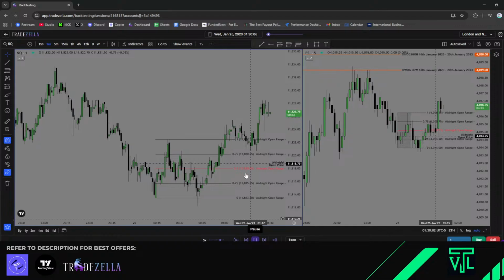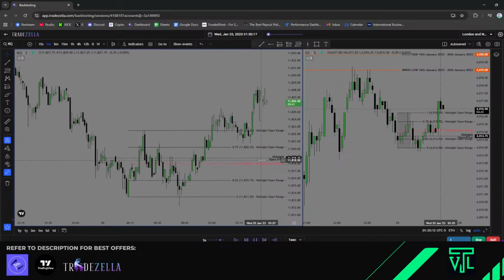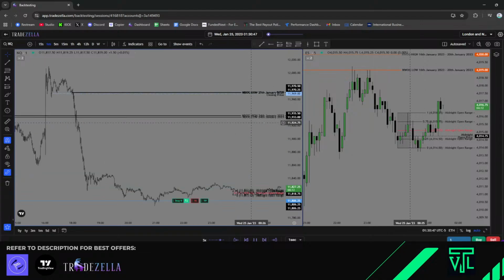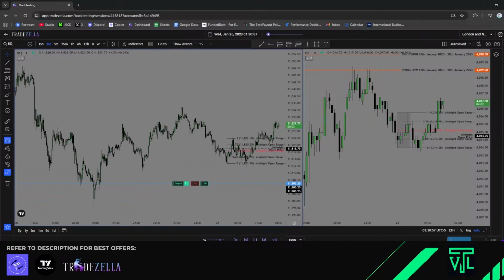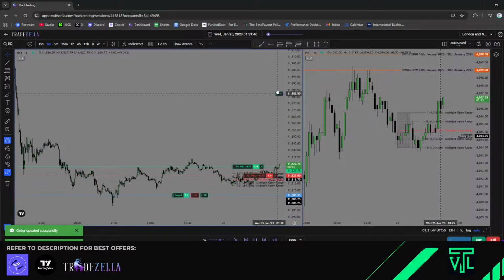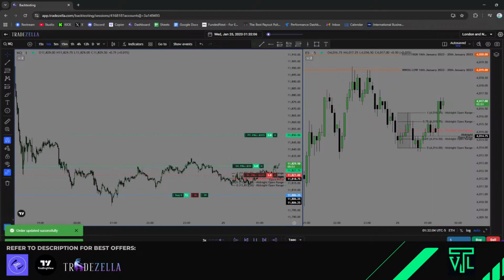So now we are in our trading window. We have got 1:30. I would like to long from here. And I will be taking my stop here, and my targets will be Asian high.